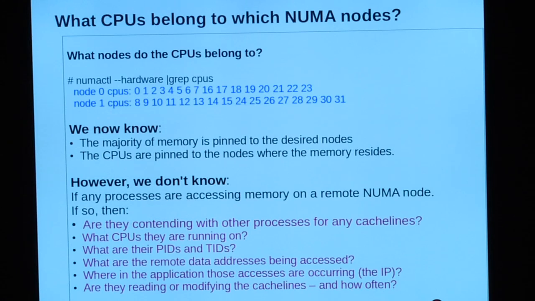Where in the application? So tell me the PC, the instruction pointer, so I know where in the code to go look. And are they reading the cache line or are they modifying it, and how often? These are the key questions to get answered for true and false sharing across the NUMA nodes.